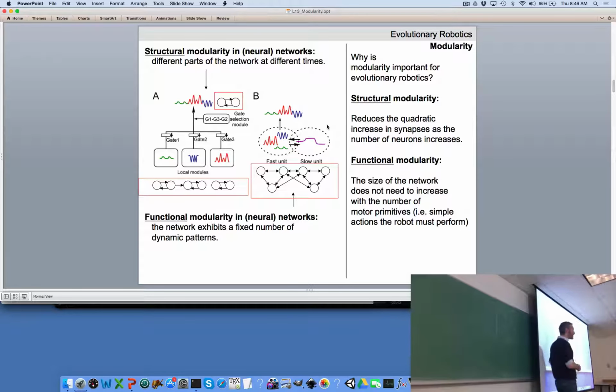The disadvantage is every time we add a new function, or we try and evolve a new function for our robot, we have to add a new module, right? Or evolution has to add a new module. So pros and cons there.